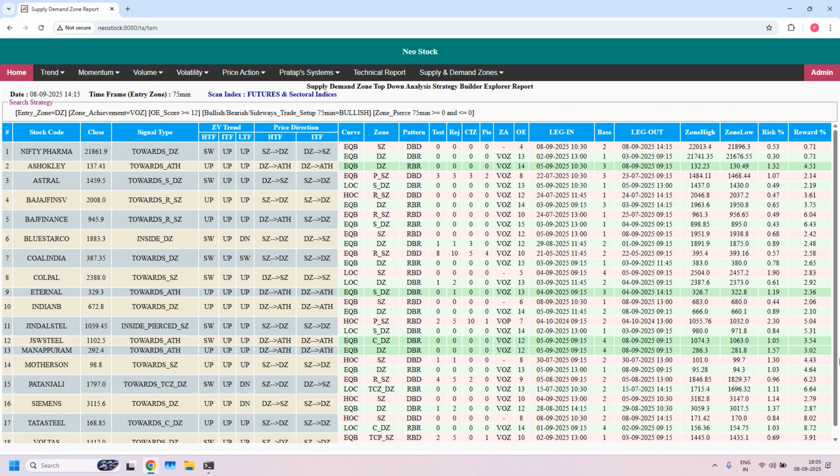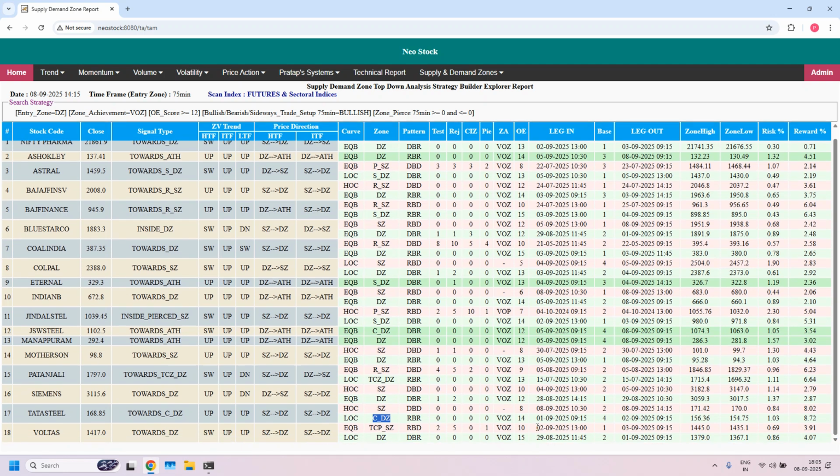So the first 17 stocks in the list are displayed, and all are supporting a bullish trade setup for weekly income trade, and all these entry time frame zones are 75 minutes demand zones. So in total we got 18 stocks, but the first 17 are displayed on the screen. I am scrolling the list down. So total 18 stocks are filtered. All are supporting bullish trade setup for weekly income trade.